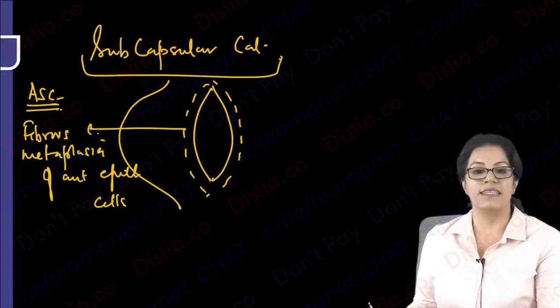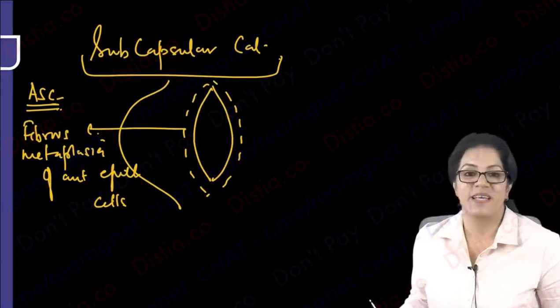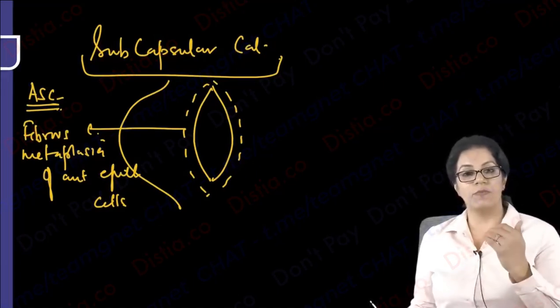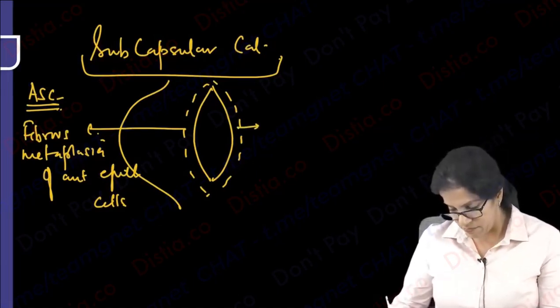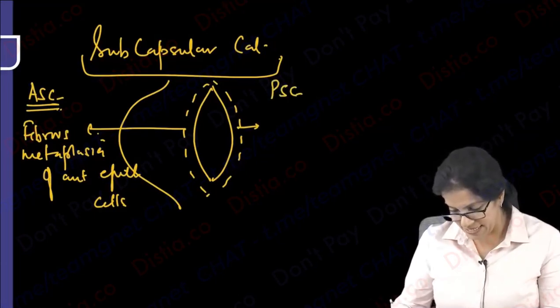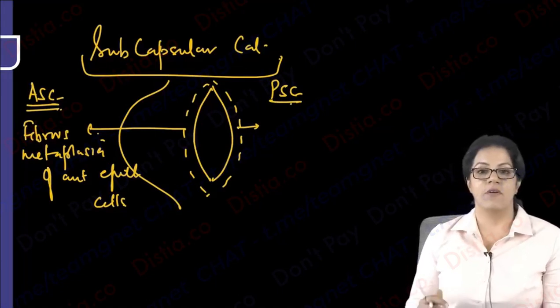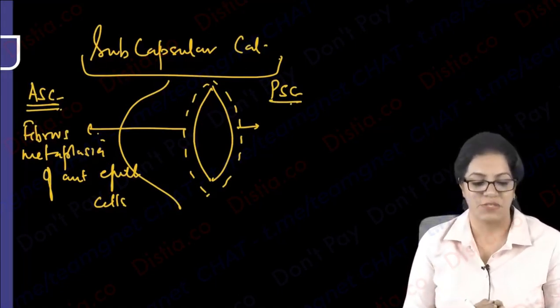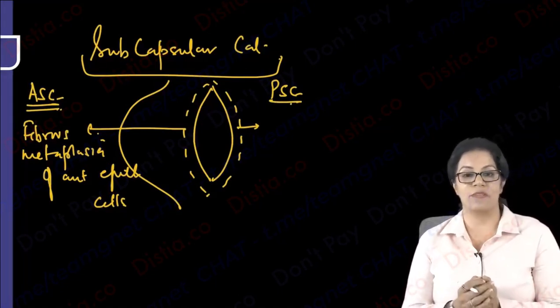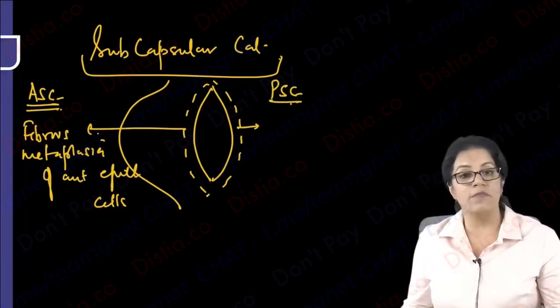Where else do you get anterior subcapsular? We will talk about it. What we next talk about is posterior subcapsular. One thing we already know about this is that it causes maximum diminution of vision. PSC causes maximum diminution of vision. How is this PSC formed?